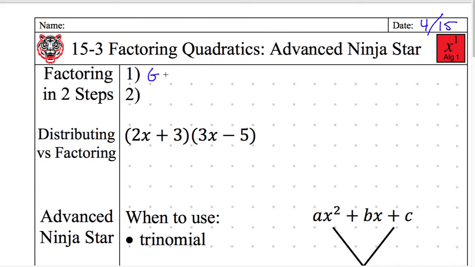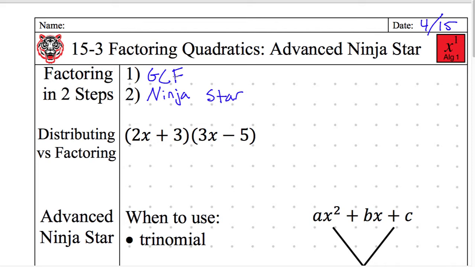First step, find the greatest common factor, factor that first. Then, Josie, I do what? There it is, ninja star. Everyone, write it down. You need to be thinking about this every single time. I wish my Algebra 2 students had this memorized as well as Josie does, because they always forget step 1. They automatically go to step 2, and then it doesn't work. If you do not do the greatest common factor, the ninja star will not work.